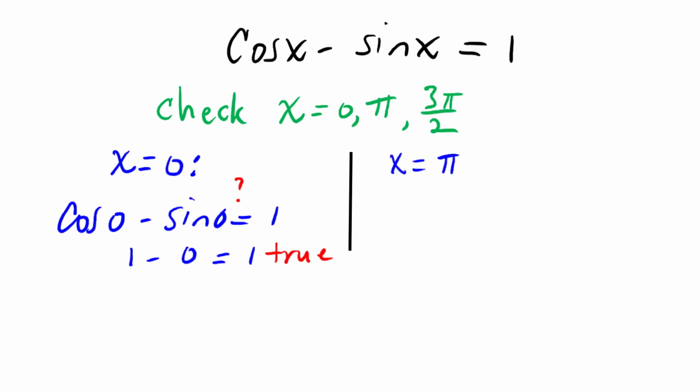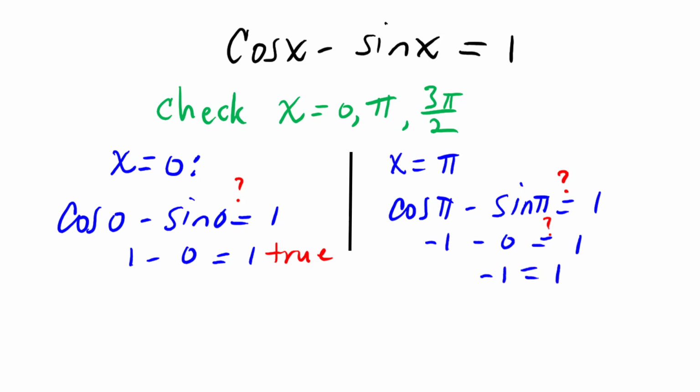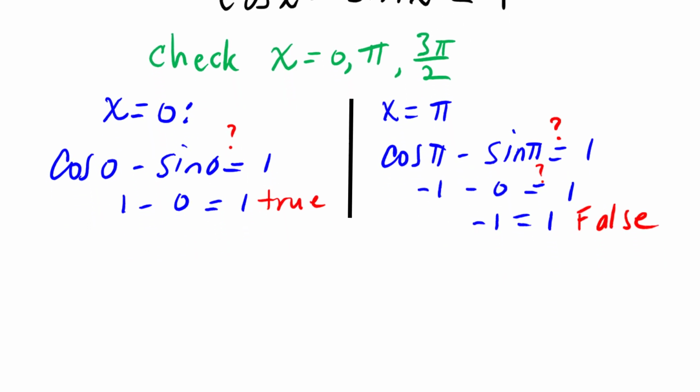Let's now try x equals pi. Cosine pi minus sine pi equals 1. Again, question mark. Cosine pi is negative 1. Sine pi is 0. Are they equal? Well, let's see. That's negative 1 equals 1. No, they're not equal. That's false. So we'll eliminate that as a solution.